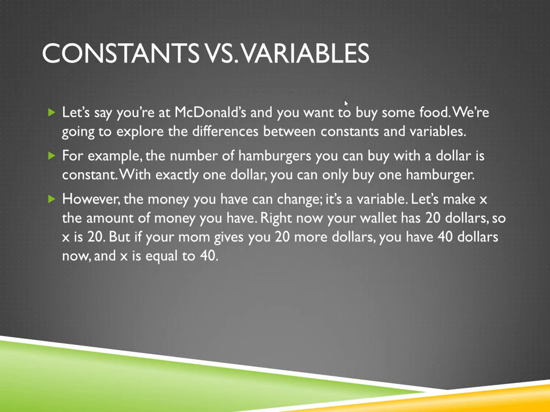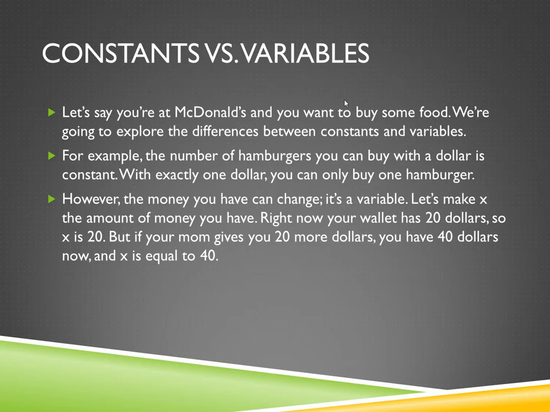Let's say you're at McDonald's and you want to buy some food. What's constant is how many hamburgers you can buy with $1. That price on the menu, you can't get them to change it. With exactly $1, you can only buy 1 hamburger. That's a constant. It's never going to change.